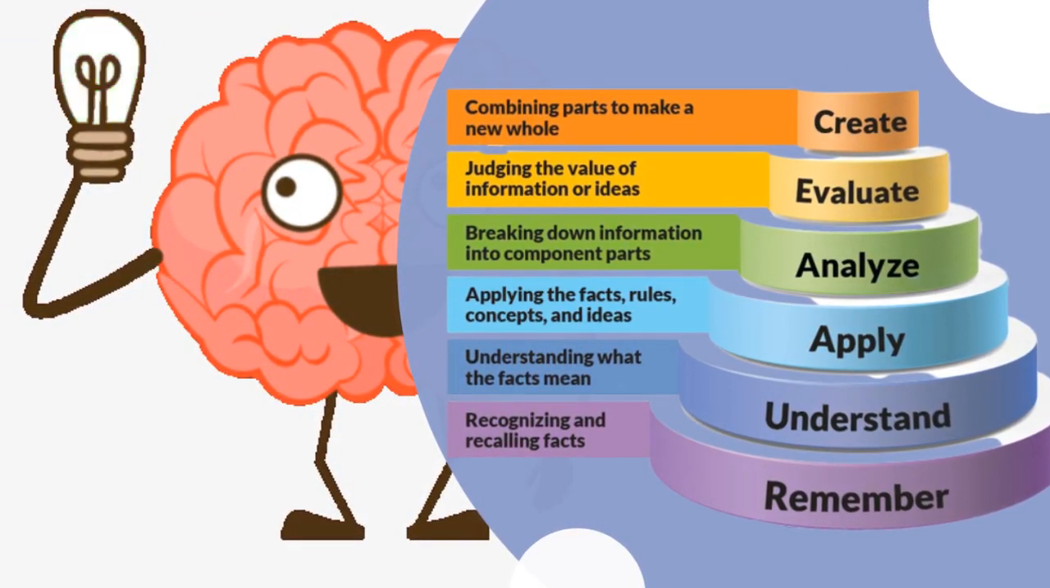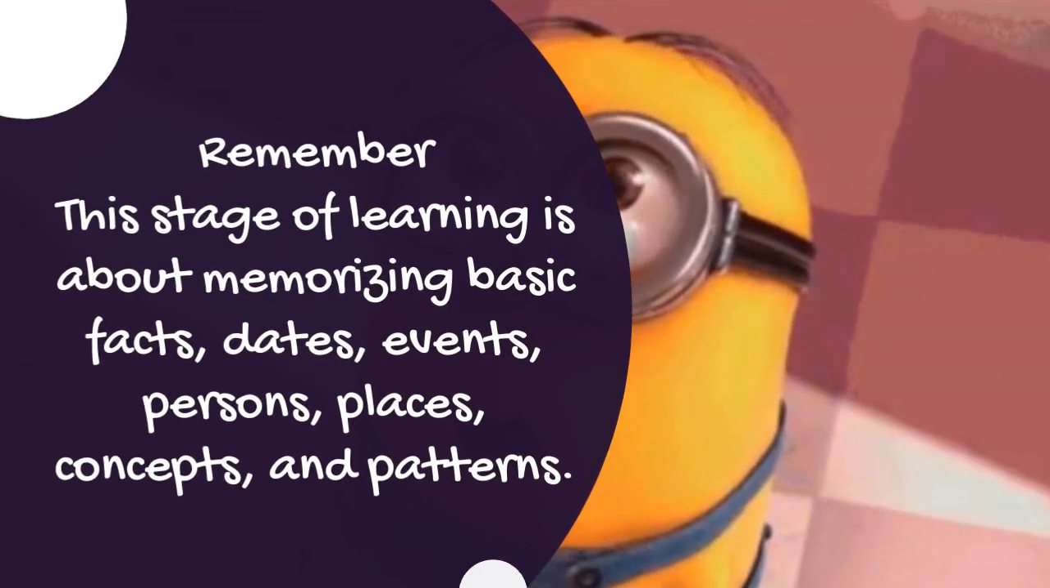It consists of 6 levels, starting with remembering, followed by understanding, application, analysis, evaluation, and ending with creation, with each level requiring a greater cognitive investment than the one preceding it. And now we will start with each level explanation in detail. Let us start. The first stage is remembering.